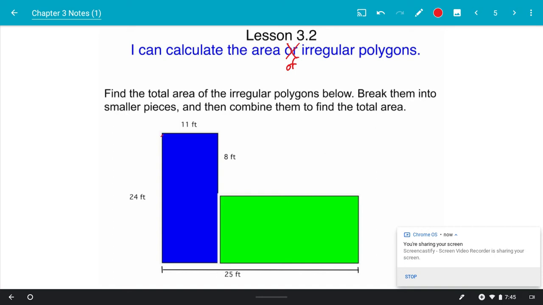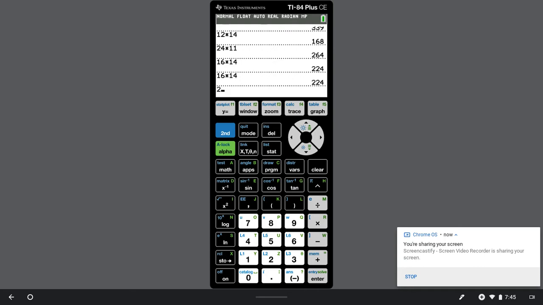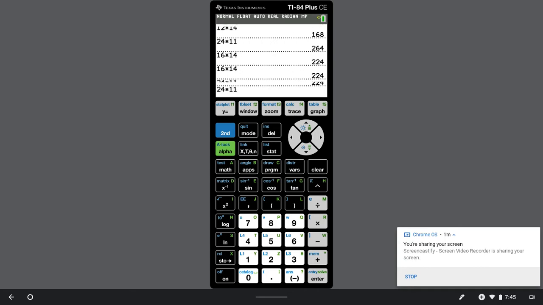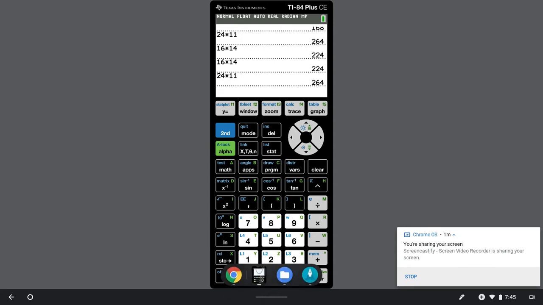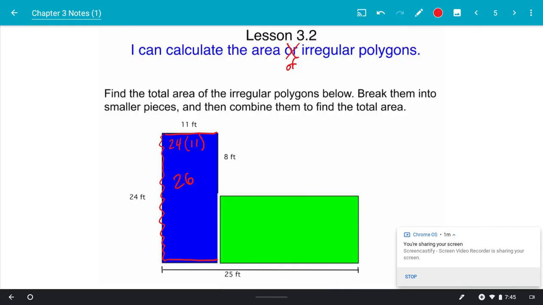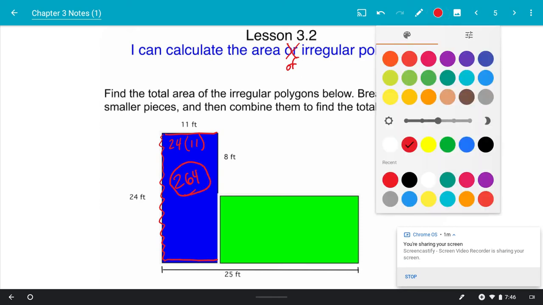So the blue one has a height of 24 feet. And then we need the base, which in this case is 11. If we do 24 times 11, we get 264. So the area of this is 264 square feet. Then we're going to try the same thing with this green rectangle.